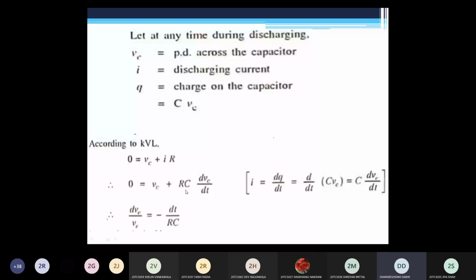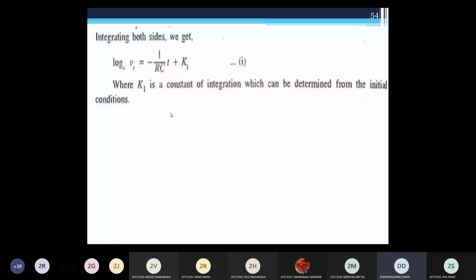If you take this Vc to this side, Vc is equal to minus RC dVc by dt. So dVc by Vc becomes minus dt upon RC. Now take the integration on both sides. After taking the integration, what do we get? It is log Vc is equal to minus t upon RC plus K1.